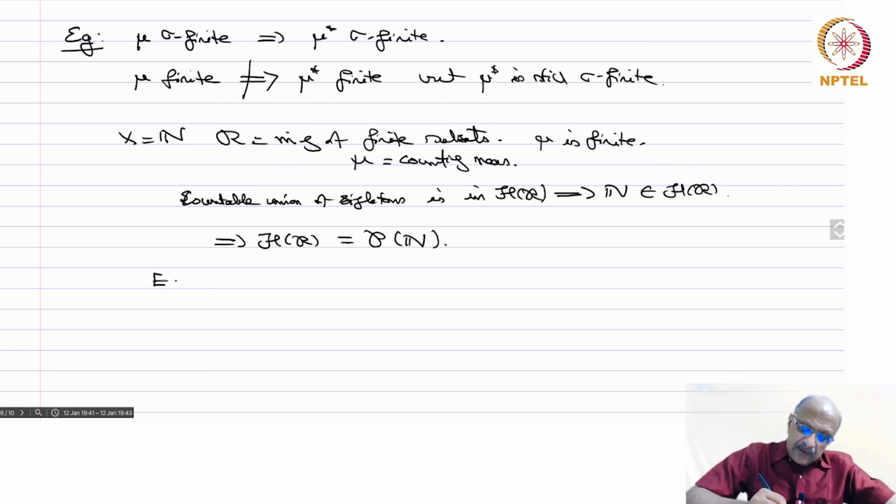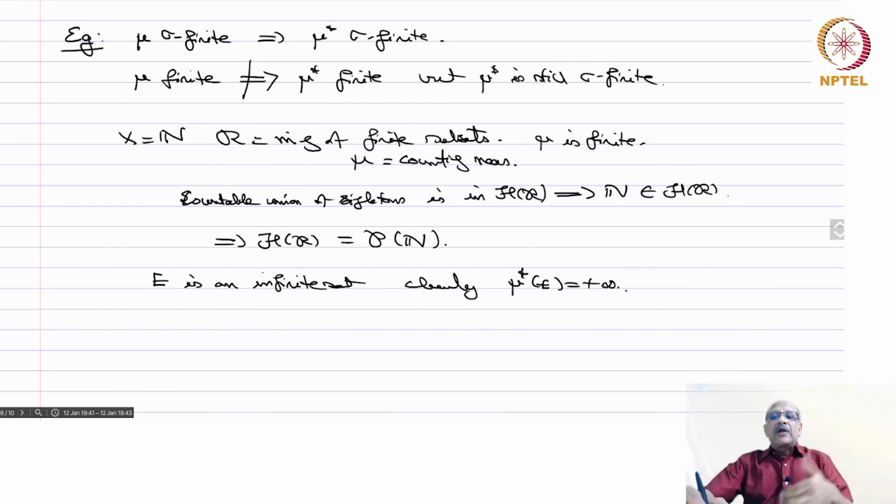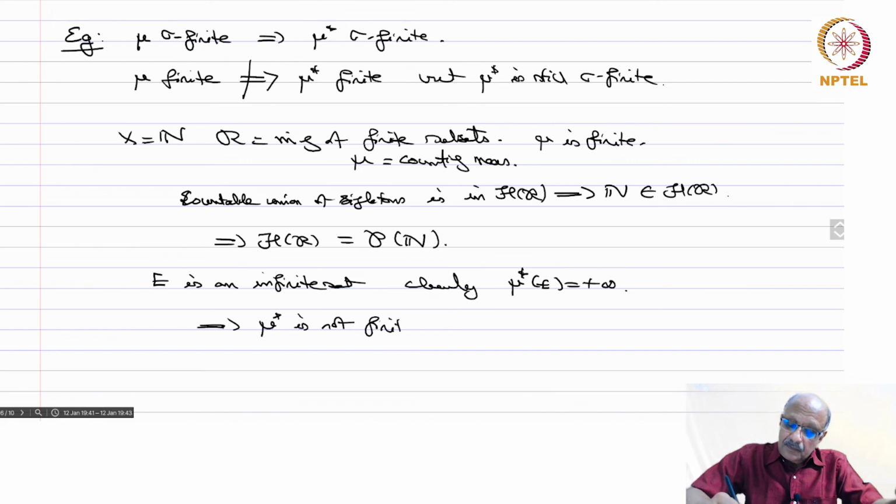And now if E is an infinite set, clearly mu star of E is plus infinity, because you have to cover it by a countable number of sets, each one will have at least measure 1, and therefore the sum of mu of E_i will always be plus infinity for an infinite set, and therefore the infimum will also be plus infinity. So mu star of E will always be plus infinity. So this implies that mu star is not finite, but it is sigma finite.